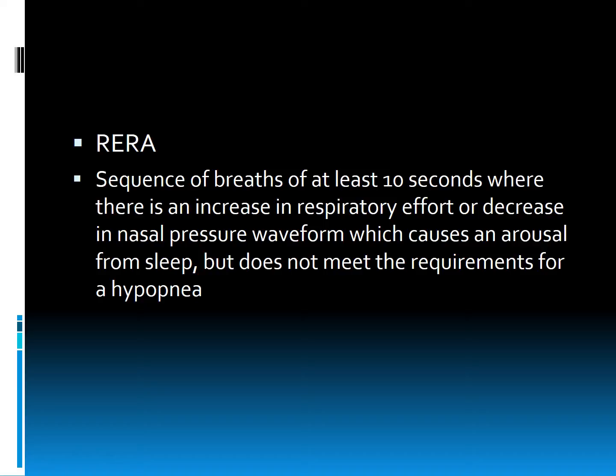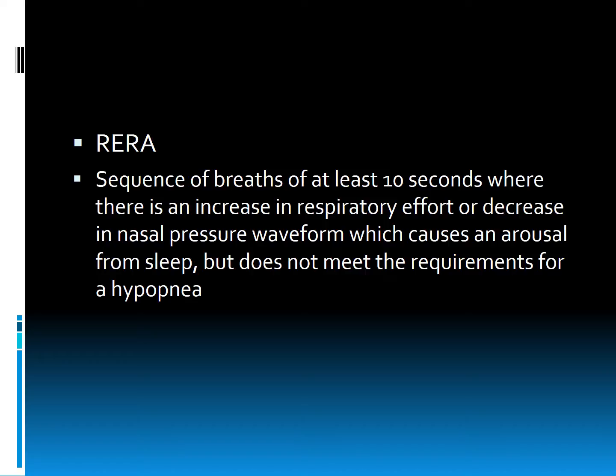The main thing with this is that you will see their respiratory effort increase, so you might see the waveform on the respiratory belts get larger, or you may see the airflow coming from the nasal pressure transducer waveform actually decrease a little bit, but not enough to be classified as a hypopnea. Also with the RERA, you don't have that oxygen desaturation that you have with a hypopnea. But with the RERA, there is always an arousal at the end. That is the identifying thing.